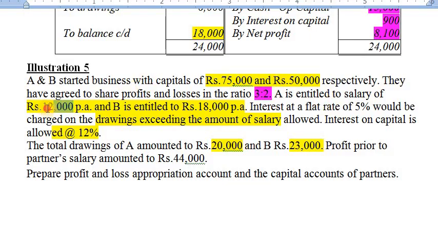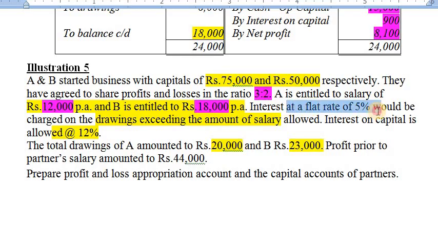Salary of A is entitled to 12,000 and B is... this is the first time we see B is more important now. Usually A gets more and B gets less. So there is no rule like that. I just wanted to highlight this difference. There is no specific rule that A should be the bigger one or B should be. It just happens that way. Interest at a flat rate of 5% would be allowed, charged on drawings exceeding the amount.